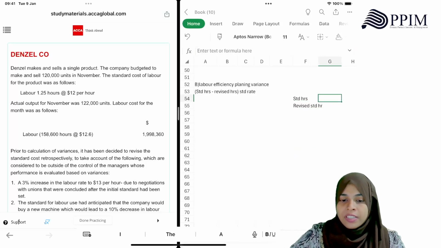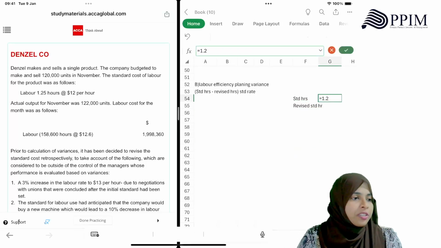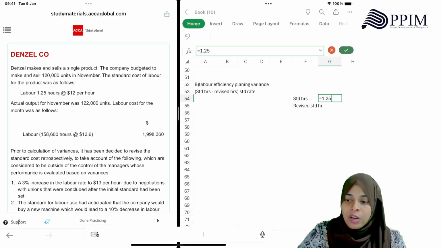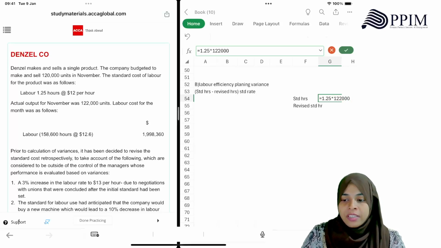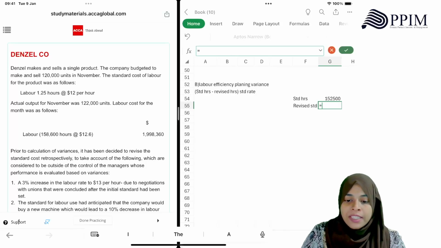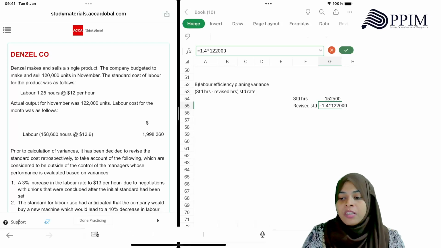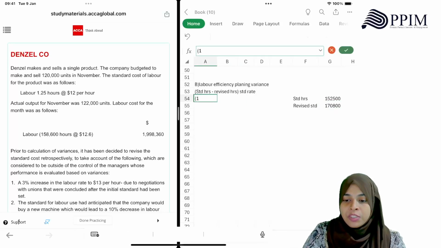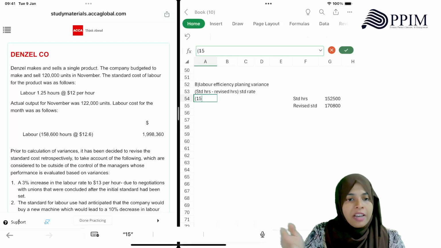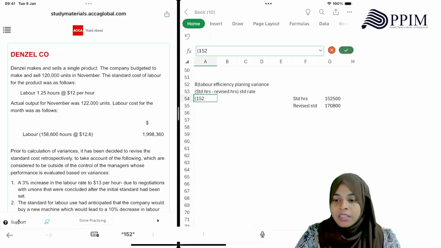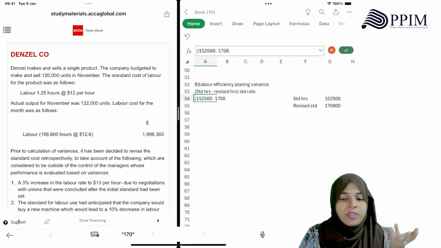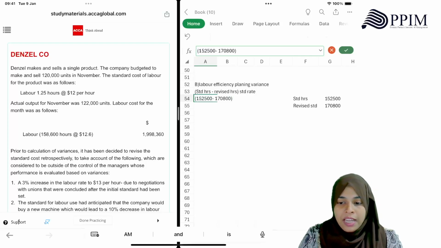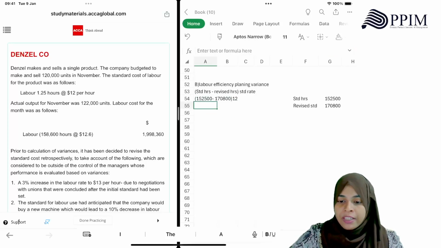Now, according to standard hours, listen carefully, it was 1.25 per unit. So for 122,000 units, how many hours were allowed? According to standard, this many. According to revised standard, 1.4 hours were allowed per unit. So for 122,000 units, how many hours were allowed? So according to the standard, we wanted to take this many hours to make the actual units. But according to the revision, we now have to take a little longer. Standard rate was 12. So what's your labor efficiency planning variance?